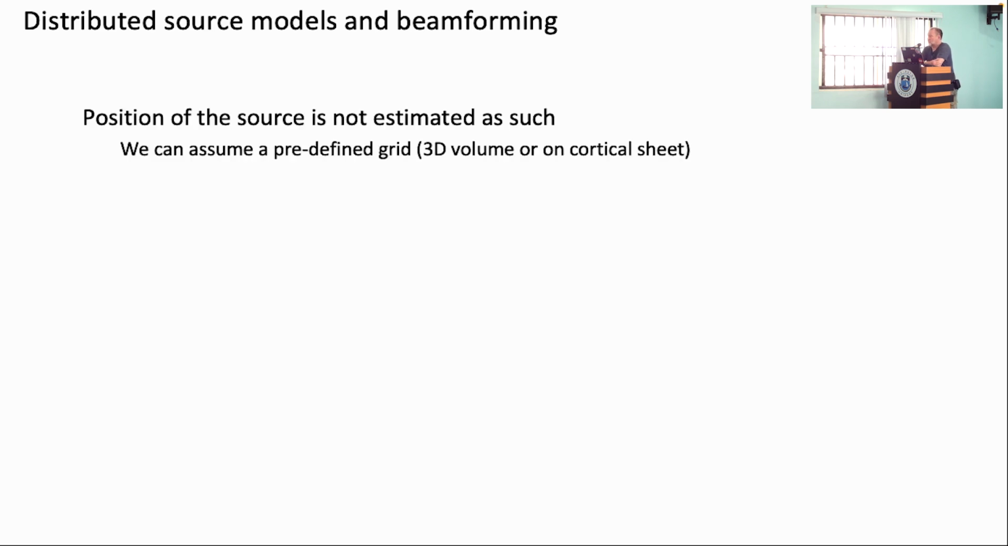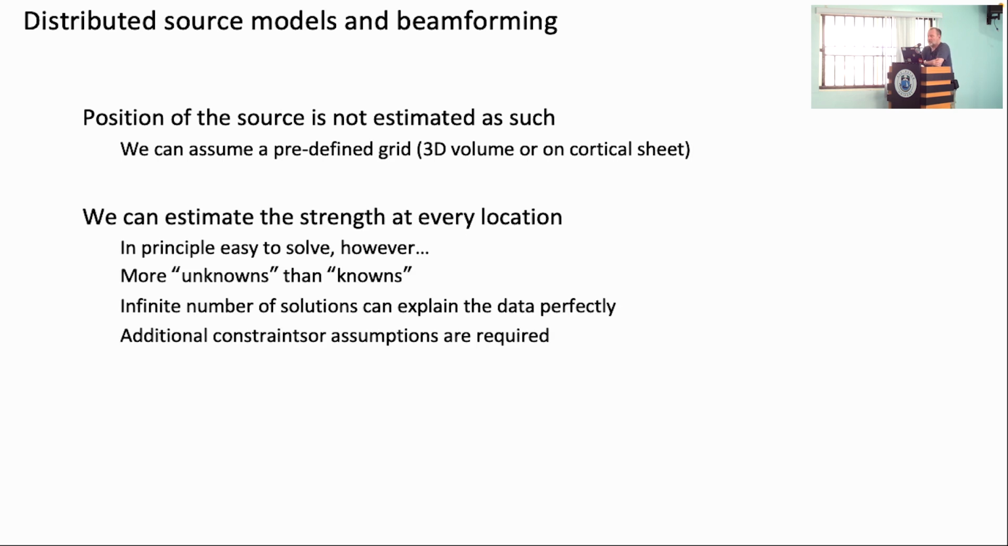With distributed source models and beamforming, the position of the source is not estimated as such. We assume a predefined grid. So either we place dipoles everywhere in the brain and we say, well, this is where the activity is going to be, or we place the dipoles on a cortical sheet if we have it, and then we say, well, we know that the activity must come from the cortical sheet, so that's where the dipole should be. And then we estimate the strength at every location.